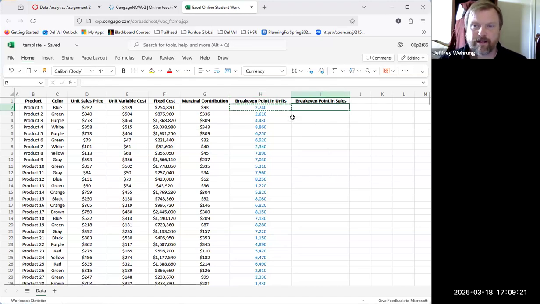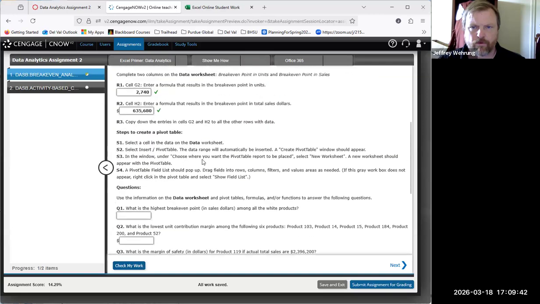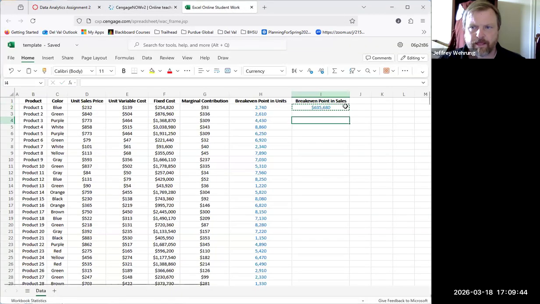The next one, we need our break-even point in terms of sales. Right? So this is easy. Break-even point in units is how many units we have to sell before we start making a profit. Break-even point in sales is just going to be what the total revenue is for that amount of sales. So we just do our break-even point in units times our selling price. And there we go. Double check I didn't type something in wrong. Okay. And then I can copy it down.